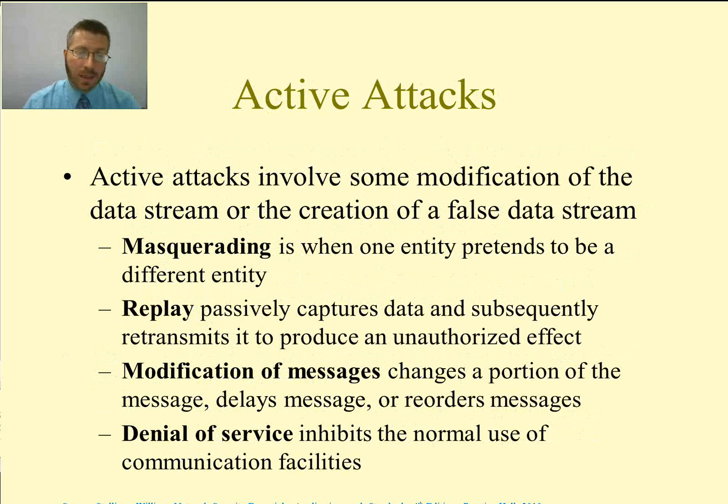Active attacks, on the other hand, involve some kind of a modification to the data or a creation of a false data stream. There's four main active attacks that we'll discuss. The first one is masquerading. This is when one entity pretends to be a different entity. Pretty straightforward. You're on a router or a computer somewhere in the middle of a data stream, and you just are going to act as if you're somebody else, and you're going to send the data as if you're coming from another computer. This is called masquerading.